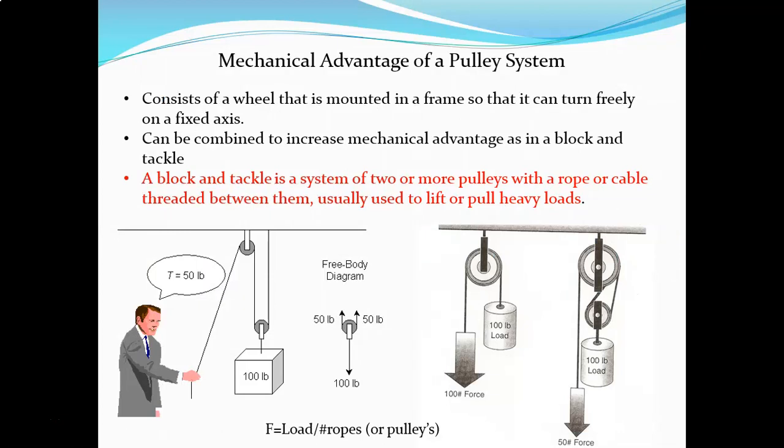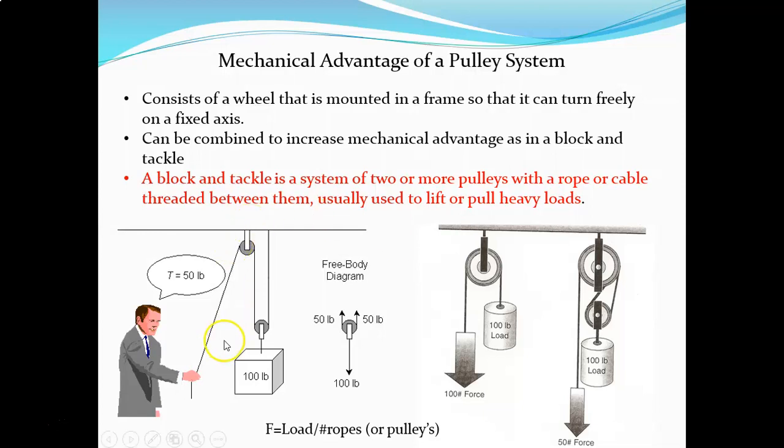Next slide. All right, in red there, block and tackle is a system of 2 or more pulleys with a rope or cable threaded between them, usually used to lift or pull heavy loads. So it's kind of a repeat of what we just saw. So we're pulling down on the rope.